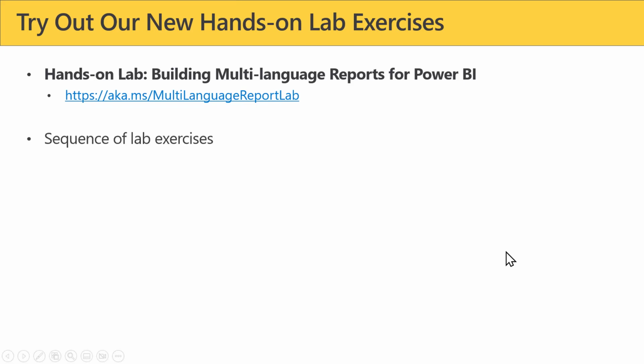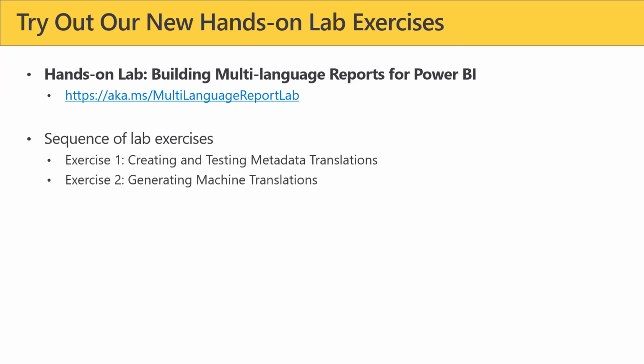Now, we have this sequence of lab exercises. In lab exercise 1, you will create and test metadata translations for the names of measures and columns. In Lab 2, we're going to use the translations builder capabilities to call to the Azure translator service to generate machine translations, and that makes it very quick and easy to get your first round of translations, for both metadata translations and, as you will see, report label translations.